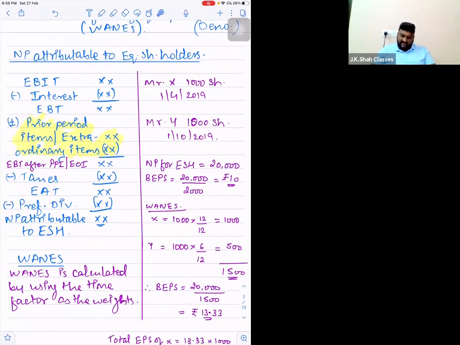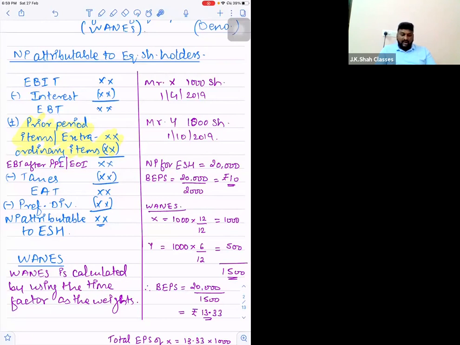Don't copy anything which is written over here, it is all different. You just have to check this angle. Net profit attributable to equity shareholders: how will it be calculated? Sir, we'll always start with EBIT, that is, earnings before interest and tax. From here, we will subtract the interest payable, that is, interest on loan and interest on debentures. Once you subtract the interest, whatever you get is called EBT, earnings before tax.